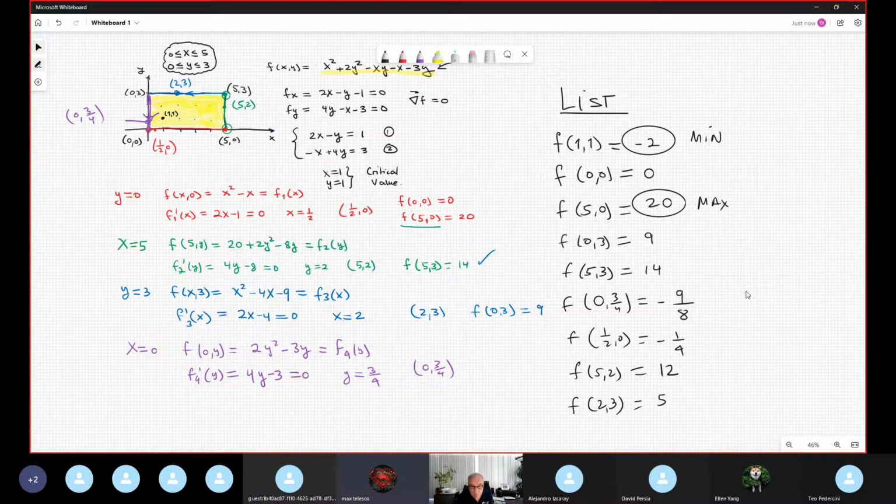I get that you plugged in all the endpoints, like the corners, and found their values. And I get how you found the critical value by setting the gradient equal to 0. But why did you choose those four other critical values? Because remember, look, this other point is a point.